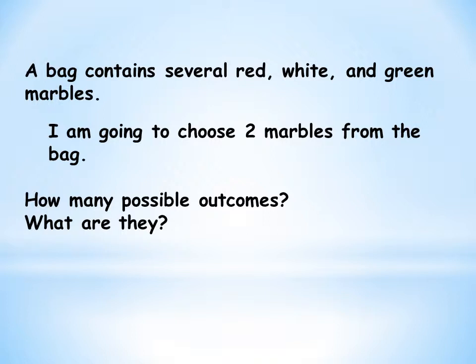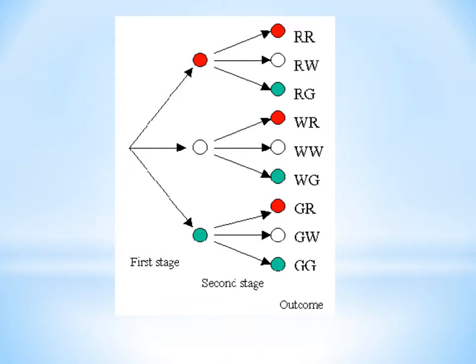What are the possible outcomes? Well, you could kind of do a tree diagram and write that down. And are they equally likely? Well, as long as it's a fair game, then yes, they would be equally likely. So you can see here, just by doing a tree diagram, that you do have 9 possible outcomes.